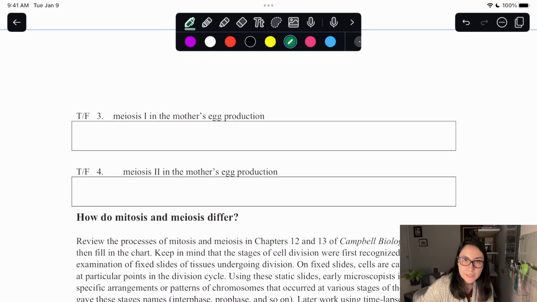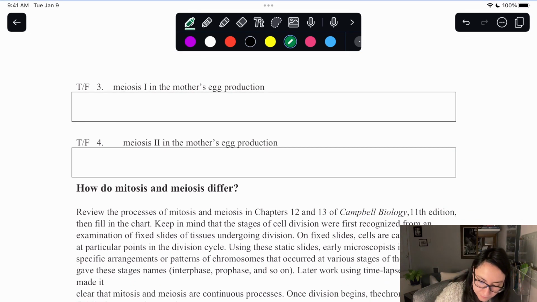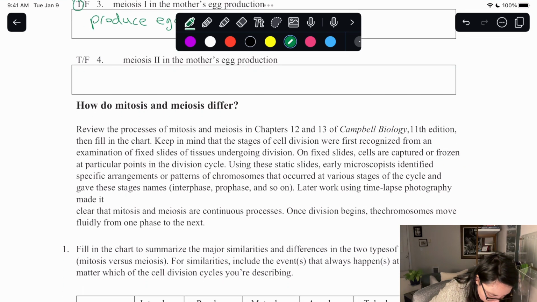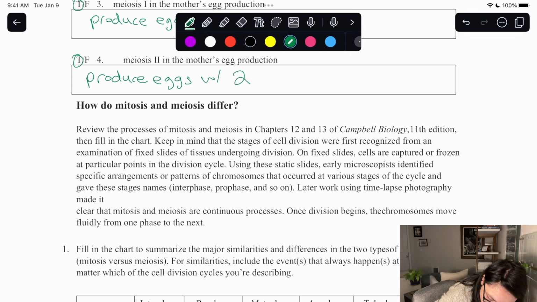Moving on. Meiosis 1 in the mother's egg production. This one is going to be true because non-disjunction in meiosis 1 could produce eggs with 2 Y's, oh, not 2 Y's, excuse me, wrong letter, 2 X's or no X. And for meiosis 2 in the mother's egg production, it's going to be true because it could produce eggs with 2 X's or no X.